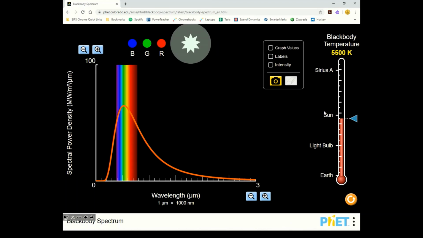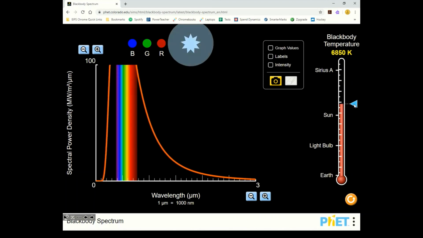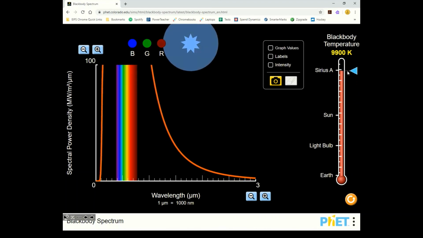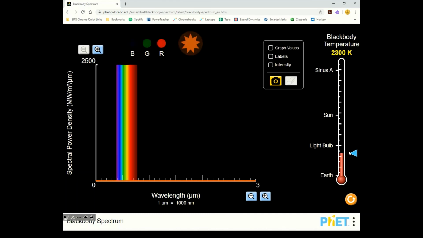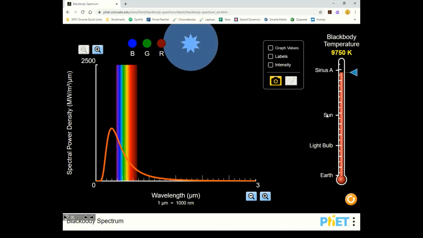So that's going to be our next one. But then if a star is even hotter, like Sirius A is a type of star, this is the peak, this is most of the light that it gives off. So it gives off lots of ultraviolet and lots of violet color, but very few reds. So it ends up glowing blue hot. So that's the colors that we see. So it'll glow red hot first, and then white hot, and then blue hot. Those would be the colors that we would see.